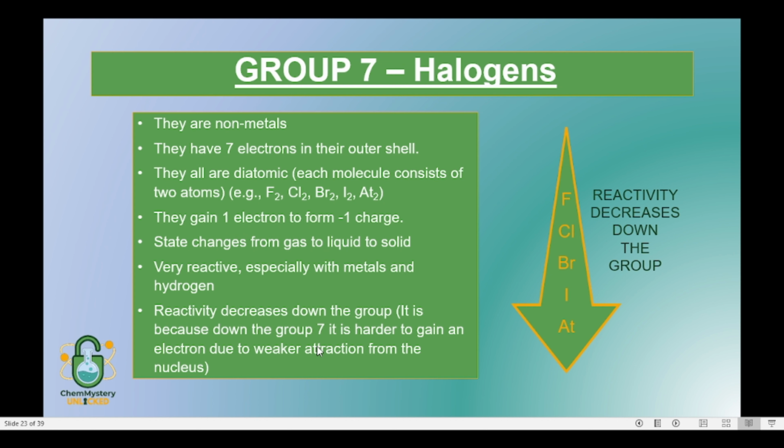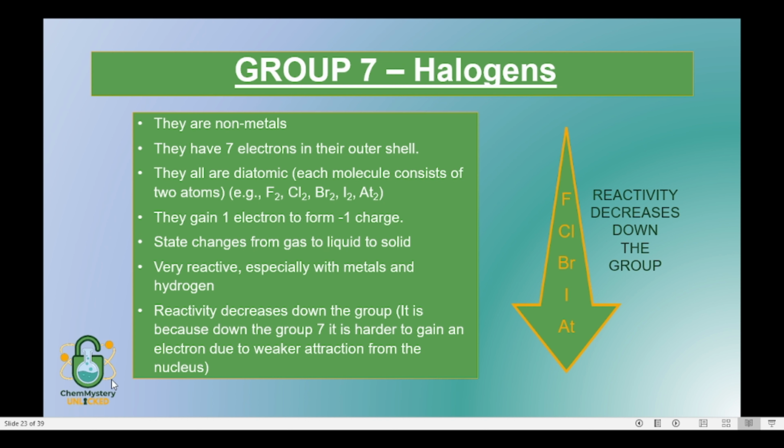Gaining an electron is harder. Why is it harder? Because as we move down the group, the outermost shell gets farther from the nucleus, so the attraction from the nucleus becomes weaker and it becomes difficult to gain an electron.